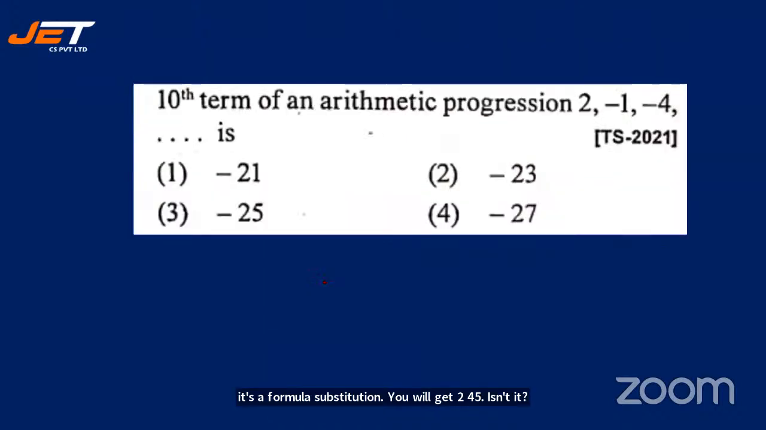10th term of an AP 2, comma, minus 1, comma, minus 4 and so on is what? What is the 10th term? How simple? a is given, d is given. All right. Yes, 1 full minute I'm giving you to work out the sum and give me your answer.